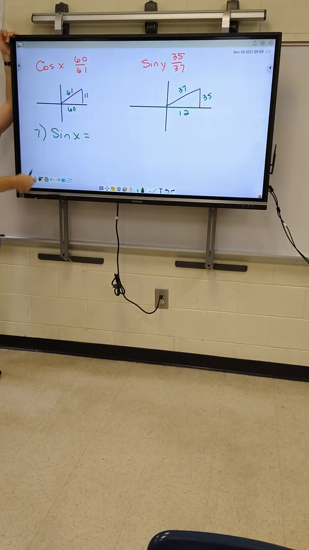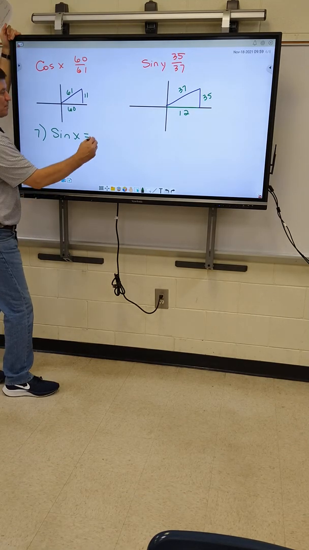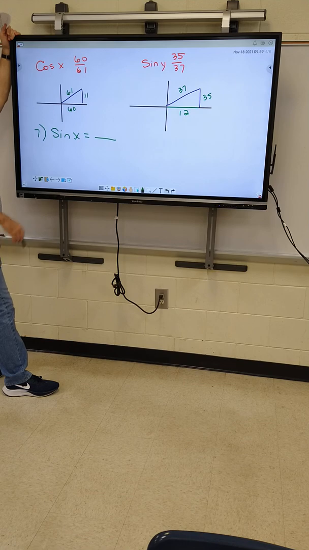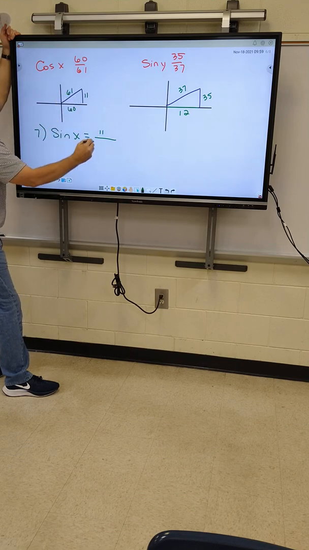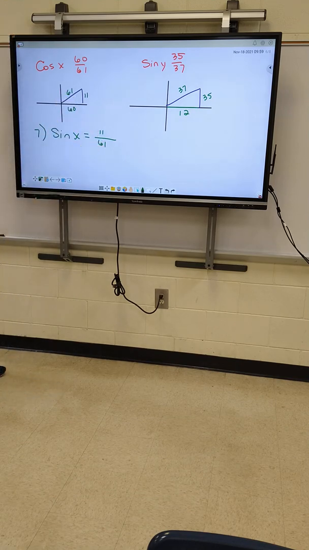Amelia, what's the formula for sine? So what's my fraction going to be if I put y on top and r on the bottom? Y-axis is 11. That's all you do, guys, on 7. That's it. You just write down your fraction for sine of x.